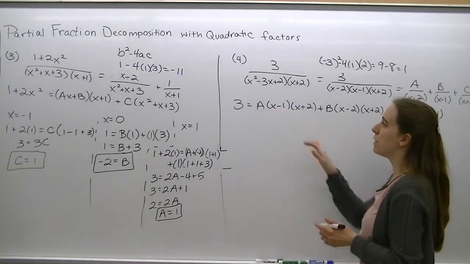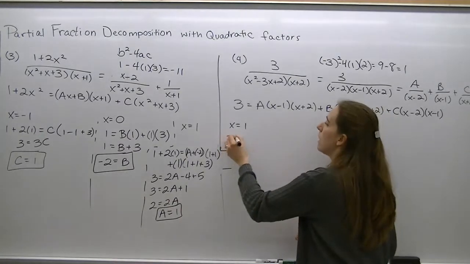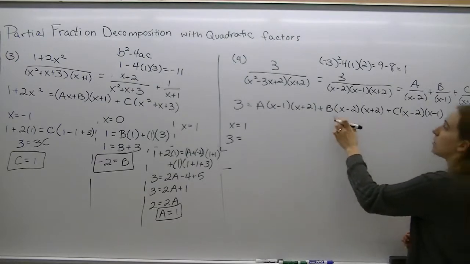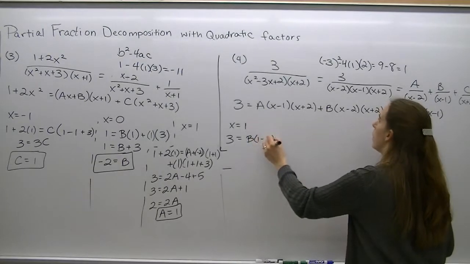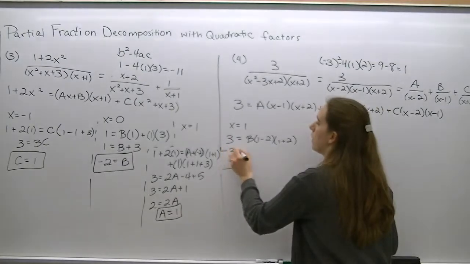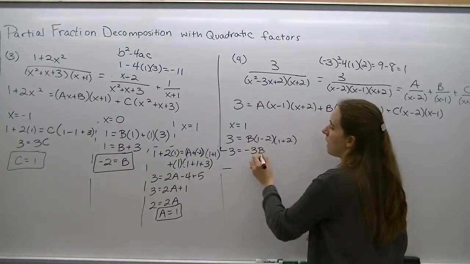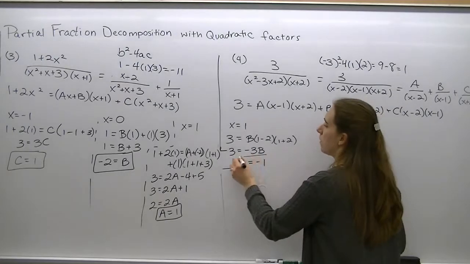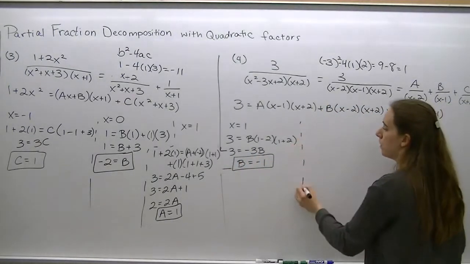So this term will be 0 when x is equal to +1. So I get 3, this term will be 0, this term will also be 0, so what I'm left with is b times 1 minus 2 times 1 plus 2. So this is -1, this is 3, so I get -3 times b, which means that b is going to be -1 when I divide by -3. So there's our first unknown.